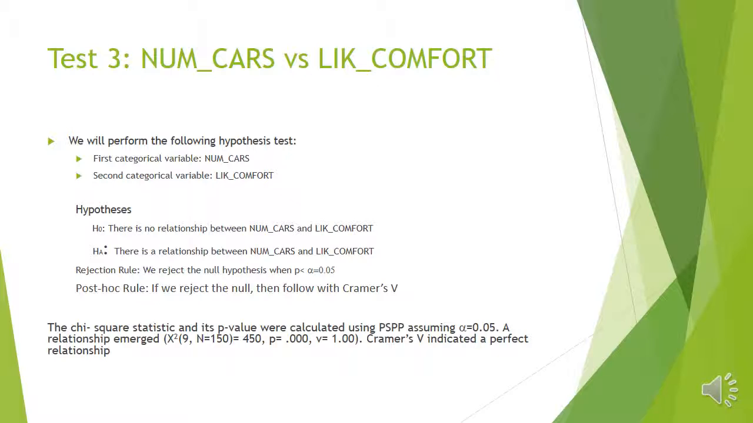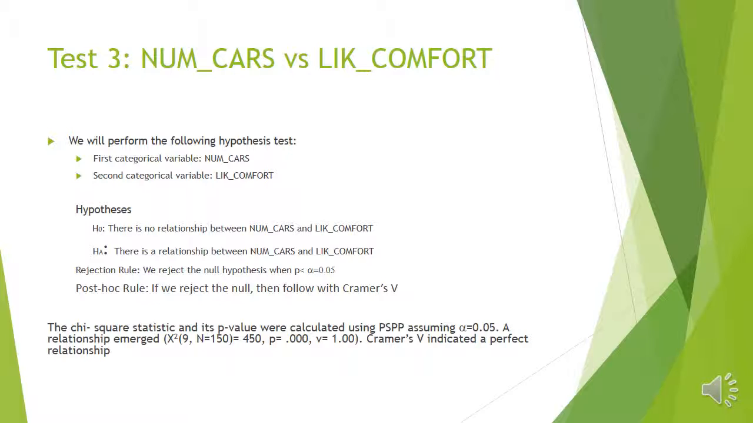Our final test was to determine if there was a relationship between the number of cars and the Likert comfort scale. Our null hypothesis was that there is no relationship between the number of cars and the Likert comfort scale, while our alternative hypothesis stated that there is a relationship between the number of cars and the Likert comfort scale. Our rejection rule stated that we reject the null hypothesis when p is less than our alpha value that's set at 0.05, and if we reject the null, then we follow with our Cramer's V.